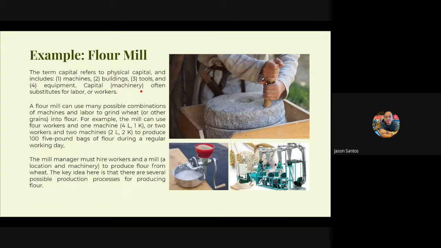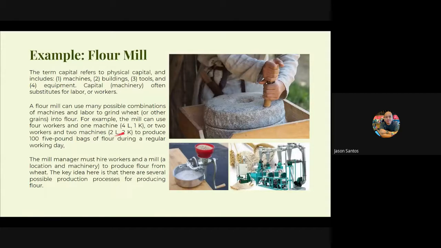For example, the mill can use four workers and one machine. Ano? Pwedeng combination. Ano? Hindi naman 100% machine o di kaya 100% workers. Pwedeng combination of the two. Kasi again, what we're trying to understand here is the optimal input, no? Ano ba yung dapat na input na gawin natin so we can determine, ano? And this is going to be based from the output na tina-target natin. So we will select from the various inputs na pwede natin gawin. It could be human labor, it could be machines. Yung dalawa na yun, or a combination of both.